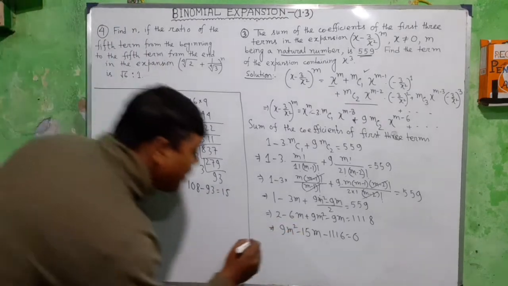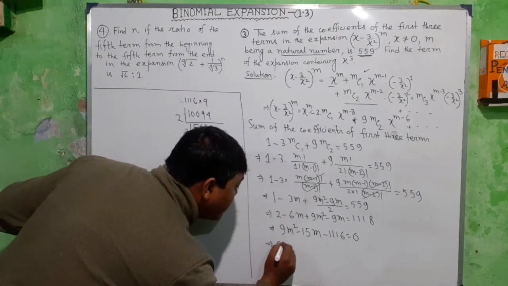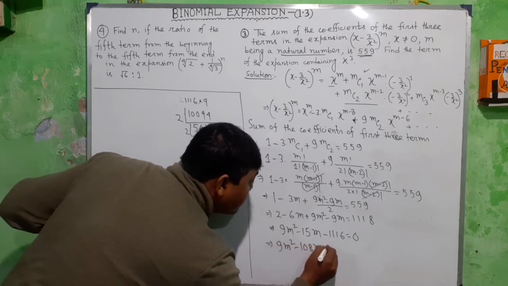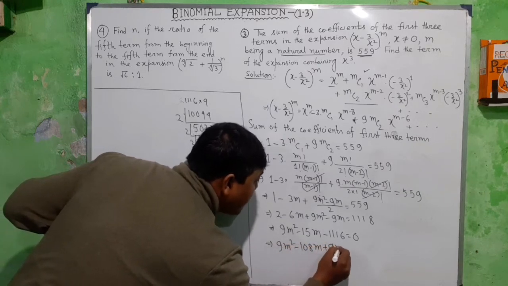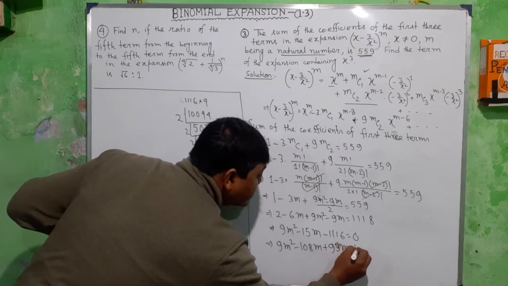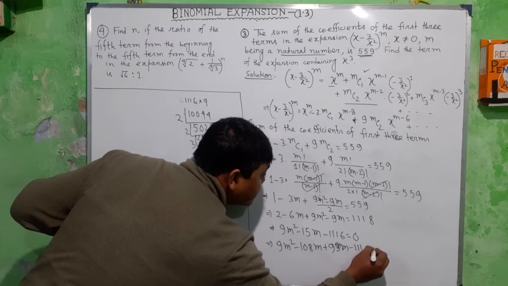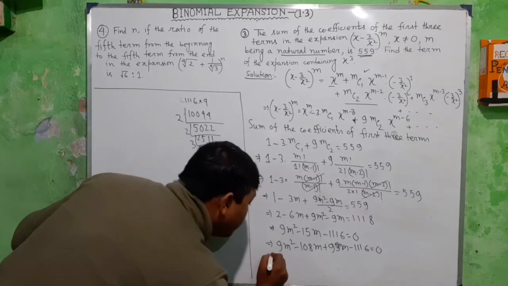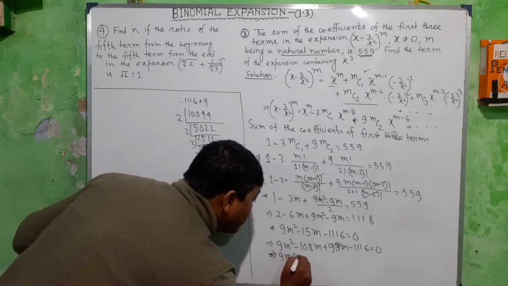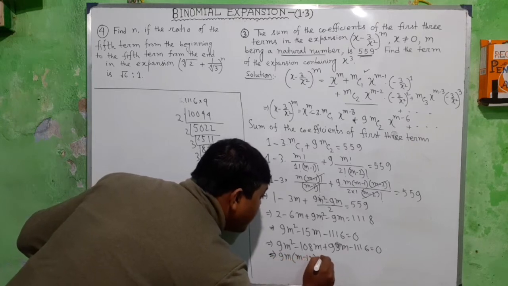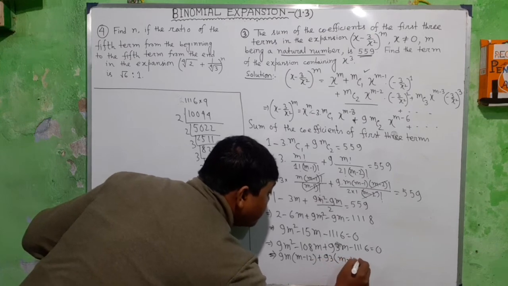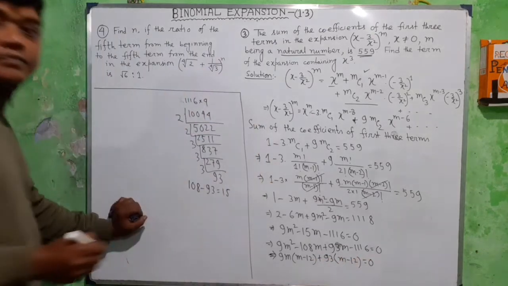So now if I factorize it, 9m square minus 108m plus 93m minus 116 equals 0. If I take the common part, 9m, we have got an m minus 12. Here also 93 is common, you will get m minus 12 equals 0.